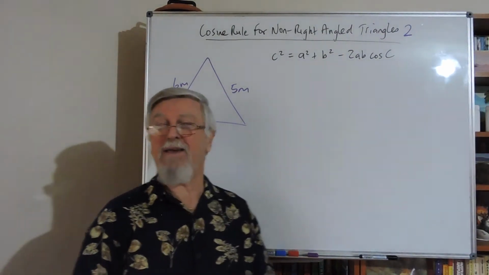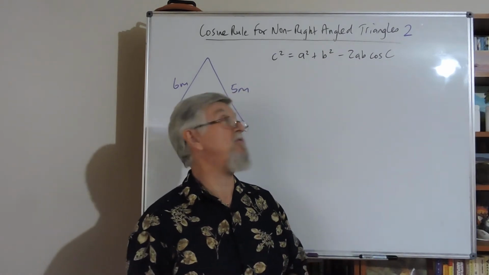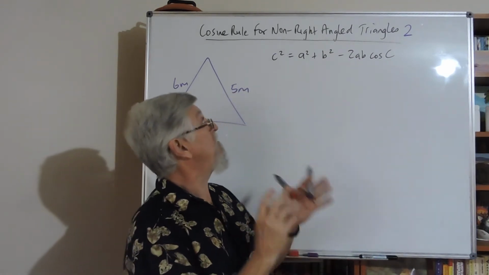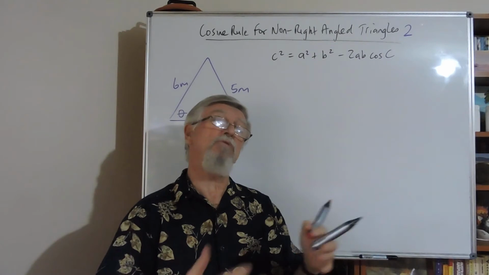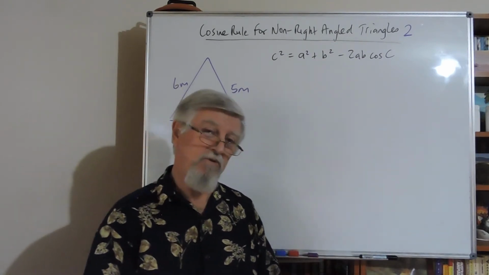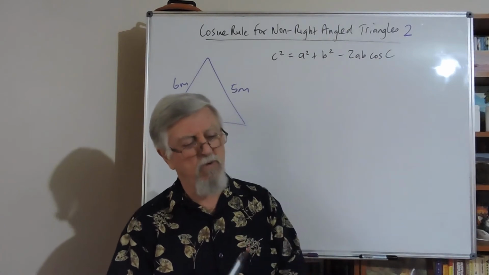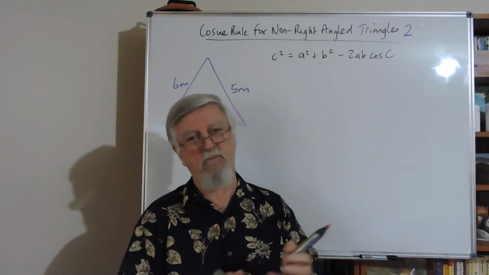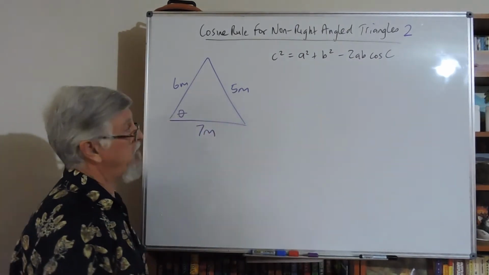Hi everyone, welcome back. This is the second of the videos on using the cosine rule for non-right angle triangles. You can still use it for right angle triangles, but it's a longer way, and usually the students who use it for right angle triangles have more problems and make more mistakes. Let's have a look how it works.